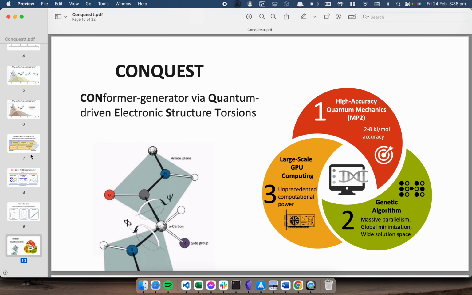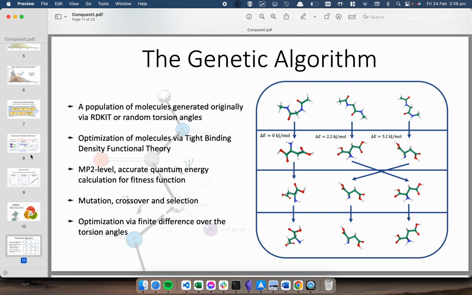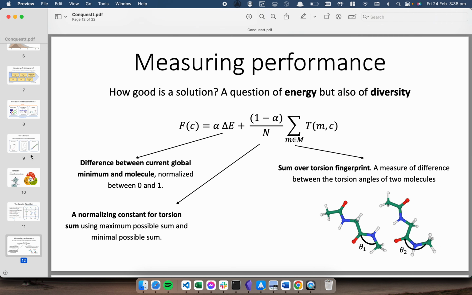So we introduced Conquest, which uses high accuracy quantum calculations, a genetic algorithm, and GPU computing to execute those high accuracy calculations. Our algorithm was genetic in nature, using most of the usual mutations, and this particular fitness function.